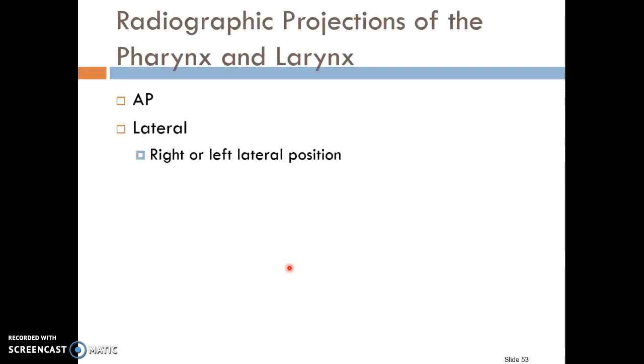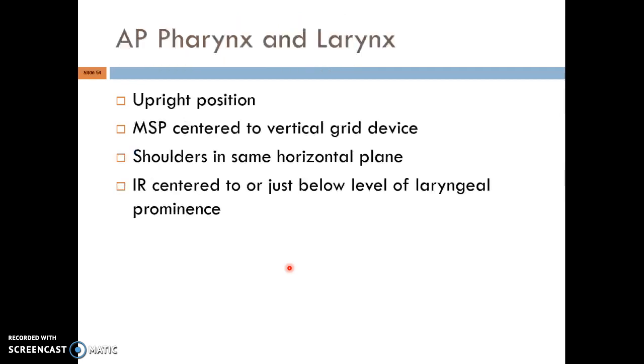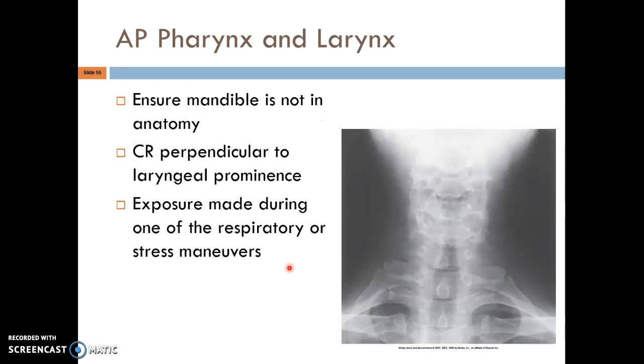The imaging of the pharynx and larynx includes an AP and a lateral. The AP is done with the patient upright. Mid-sagittal plane is centered to the grid. The shoulders are at the same horizontal plane. Your IR is centered to or just below the level of the laryngeal prominence. Ensure that the mandible is not within the anatomy. Your central ray is perpendicular to the laryngeal prominence or Adam's apple. And the exposure is made during one of the inspiration or respiratory maneuvers or stress maneuvers.